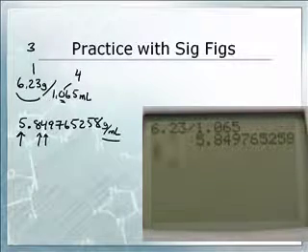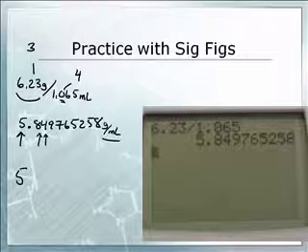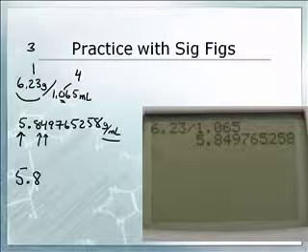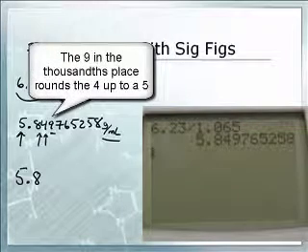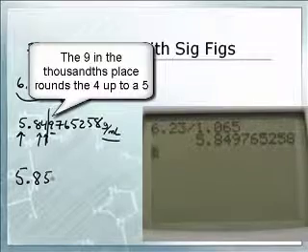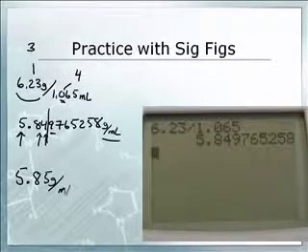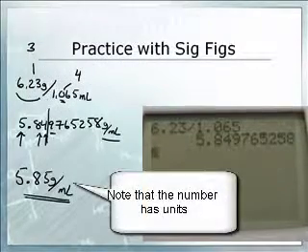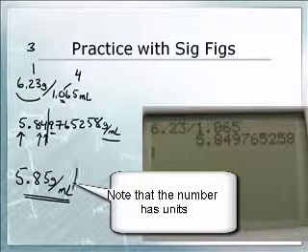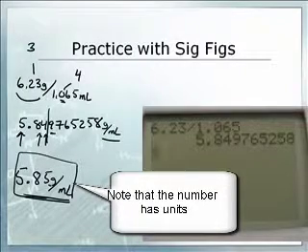And lastly, there would be the 4. Now, be careful. Even though we want 5.8, is it going to be a 4 or is it going to be a 5? Notice we have to look at the next digit. The next digit is a 9, that means we're going to round up. So that'd be 5.85 grams per milliliter. Good. Do not write the calculator answer. No, never. All right.